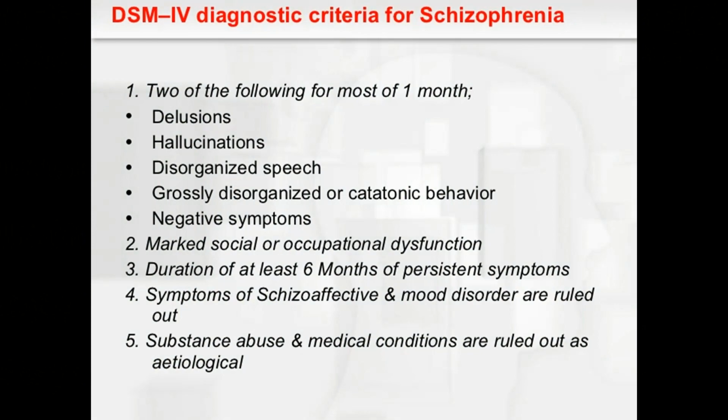Criterion B. Social. Occupational. For a significant portion of the time since onset, one or more major areas of functioning such as work, interpersonal relations or self-care are markedly below the level achieved before onset. Criterion C. Duration. Continuous signs of the disturbance persist for at least 6 months. This 6-month period must include at least 1 month of symptoms, or less if successfully treated, that meet criterion A. During non-active periods, disturbance may be limited to negative symptoms.